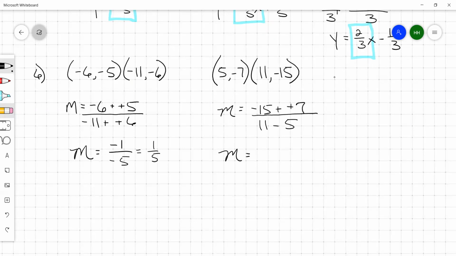-15 plus 7, that's going to be -8. 11 minus 5 in the denominator, 11 minus 5, that's 6. This is negative, what is that, 4/3, -4/3.